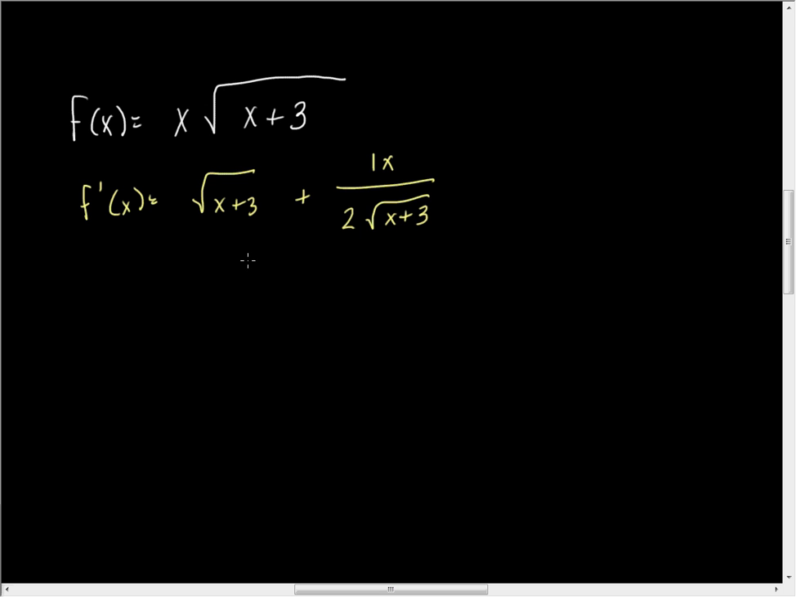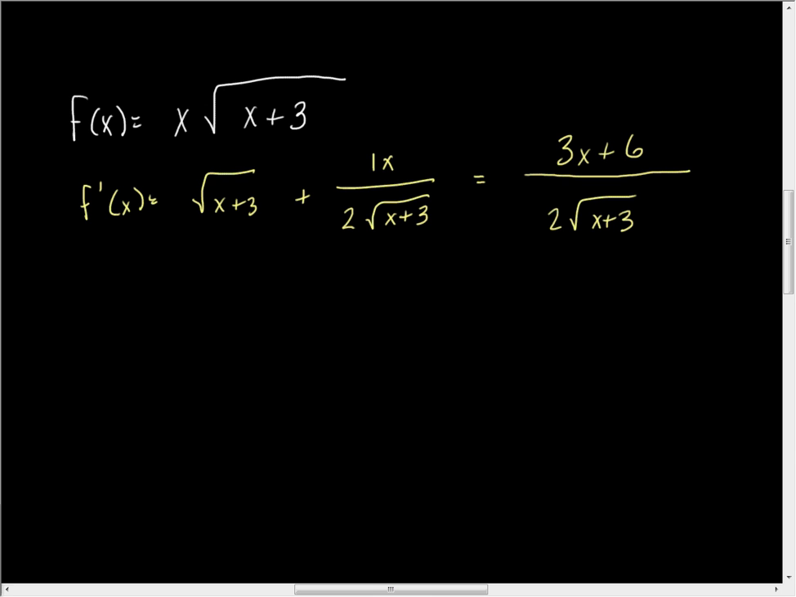Now I think what I'm going to do is go ahead and get a common denominator and combine these two. Okay, that's going to help me in the end, at least I think. The common denominator is going to be simply 2 times the square root of x plus 3. That gives me 2 times x plus 3 on top, so that's 2x plus 6 plus x, which is 3x plus 6. Okay, so that's going to be my first derivative.